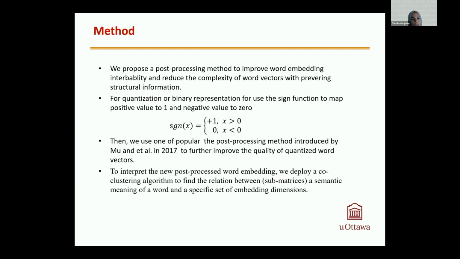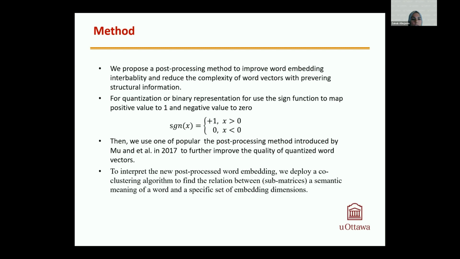So we can describe our method in the following steps. Our method is based on post-processing techniques that we usually use to improve the overall quality of word embedding, and also to reduce the complexity of word embedding. First, we start with the quantization step, or binary representation. We convert the real-value vector into a binary representation using the sign function. We map each positive value to 1 and each negative value to 0.